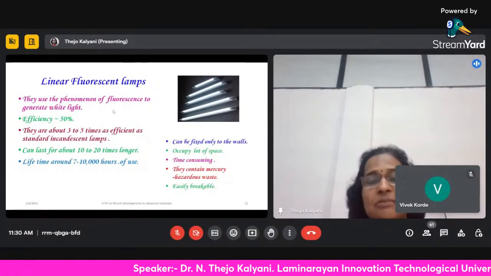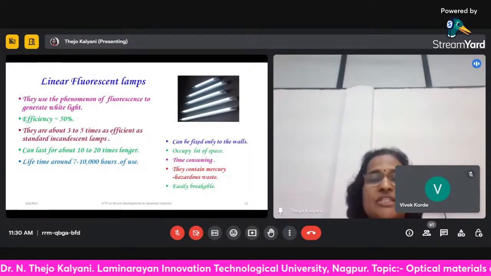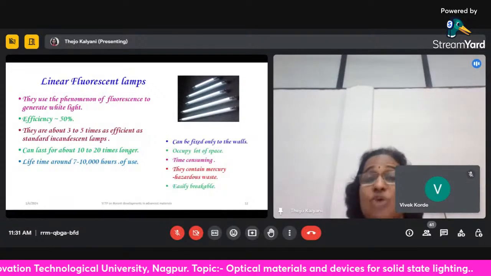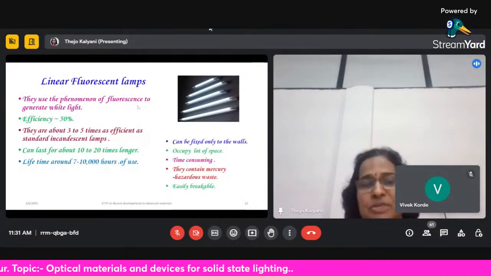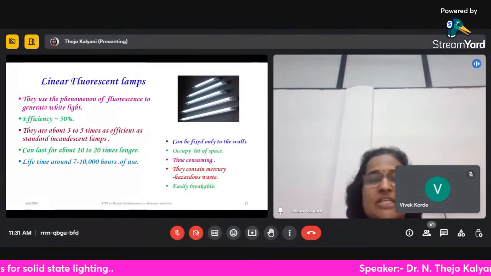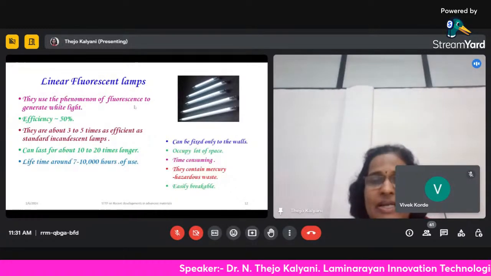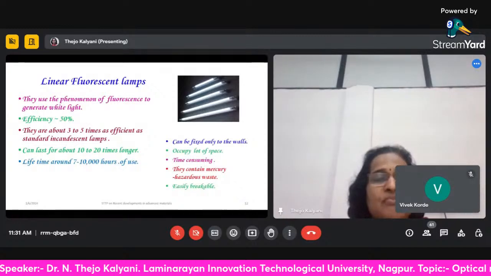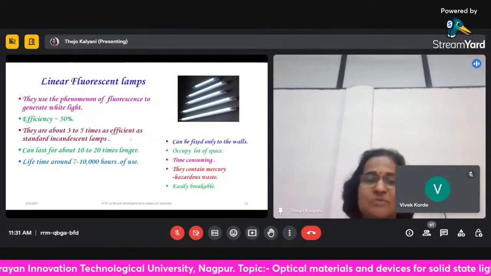The incandescent bulb, which we talked about earlier, releases only 10% of energy in the form of light and 90% of energy in the form of heat, and hence we call it hot emission. Whereas the fluorescent bulbs give you cool emission. Not much heat is released in this process. They use the phenomenon of fluorescence to generate white light, and the efficiency is 50%, which is more than the incandescent bulbs. They are about 3 to 5 times as efficient as incandescent bulbs.